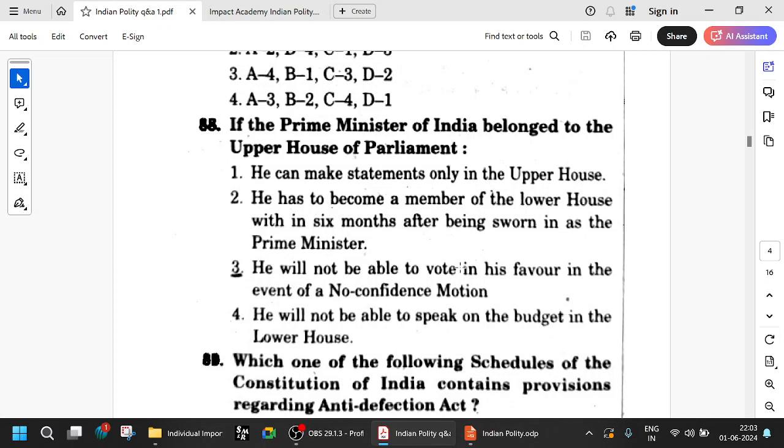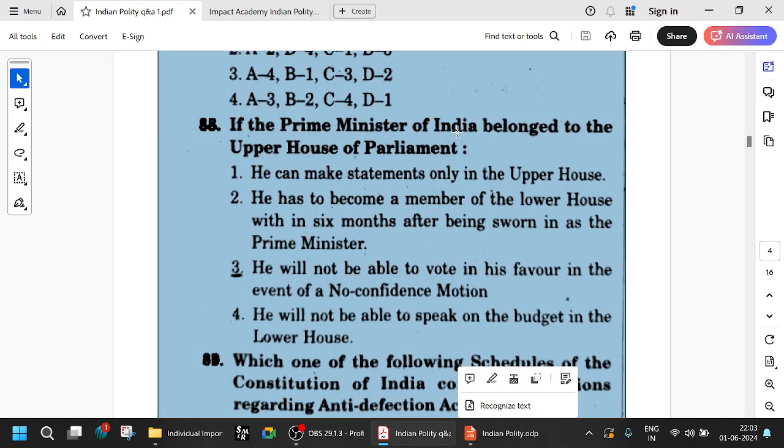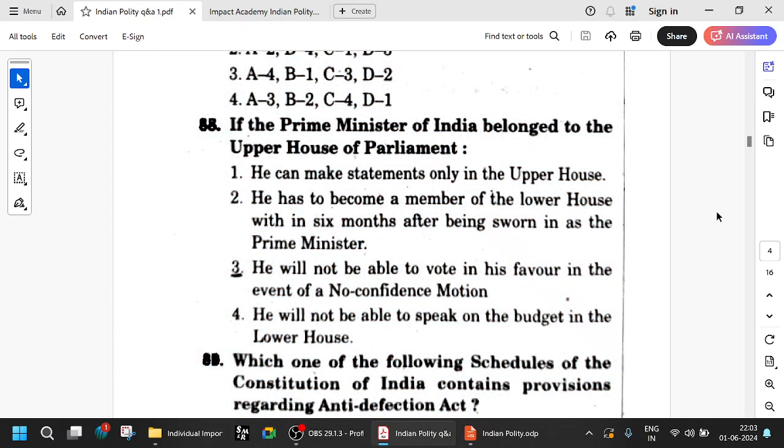Okay, he will not be able to vote in his favor in the event of a no confidence motion. That is true because he belongs to the upper house. No confidence motion is always presented to the lower house, Lok Sabha, because Rajya Sabha does not get dissolved. It is a continuing rotating body. If a no confidence motion is passed, then the Lok Sabha will dissolve. But because he is from the upper house, he cannot vote in the lower house.